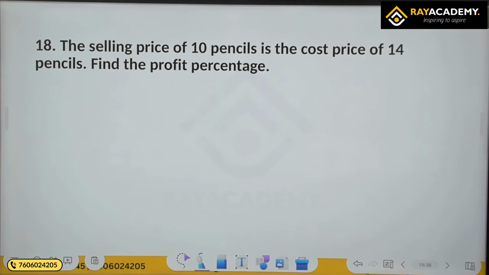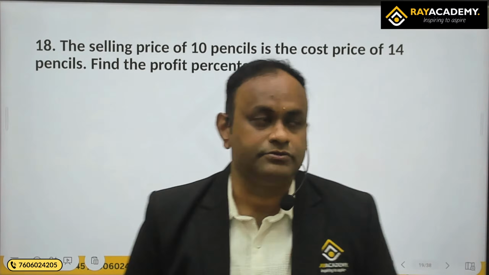Next, 18. The selling price of 10 pencils is the cost price of 14 pencils. Find the profit percentage. How do we do this kind of question? First, you can find the cost of each pencil, then the selling price of each pencil, then you can see whether it is a profit or loss. If it is a profit, then what is the profit percentage? Let us do this one. Two methods we will do.